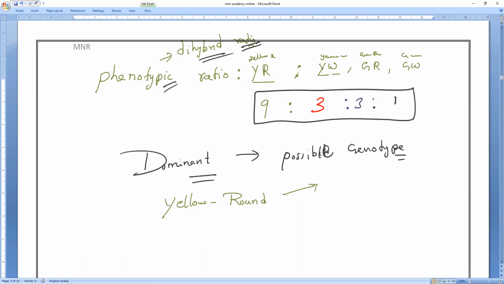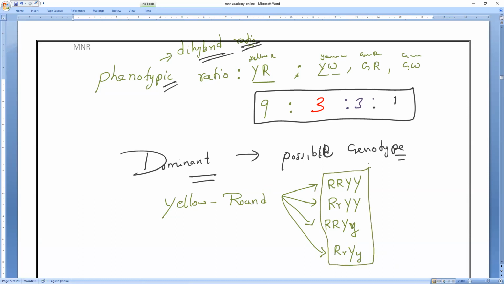So I will write the possible genotypes. Capital R, capital R, capital Y, capital Y. Any doubt? Capital R, small r, capital Y, capital Y. Next, capital R, capital R, capital Y, small y. The last possibility: capital R, small r, capital Y, small y. So these are the only 4 possibilities for the dominant gene. No other possibility will come.